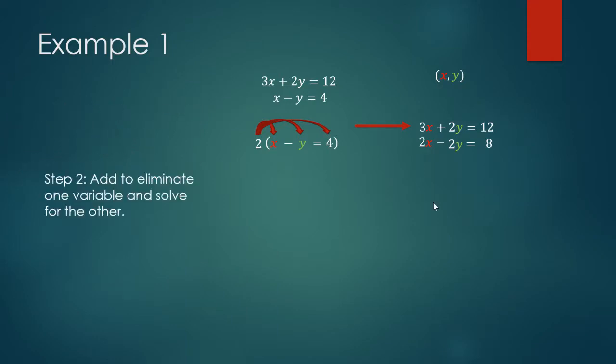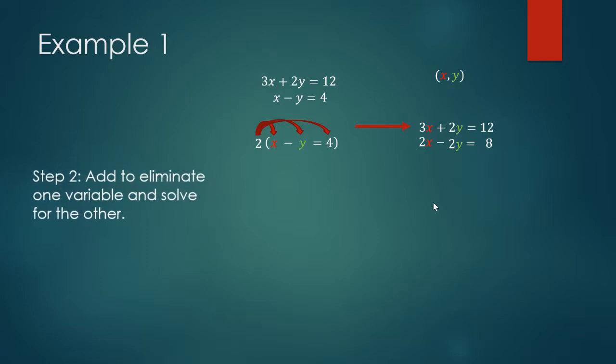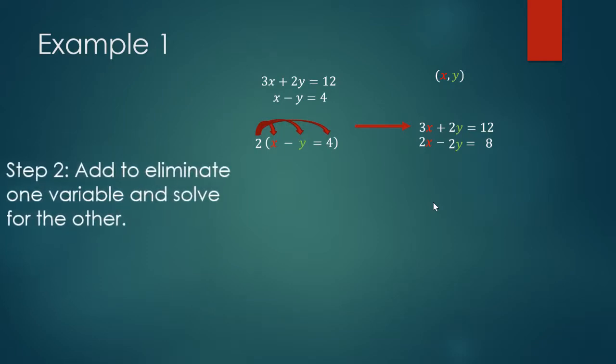Step number 2. Add to eliminate one variable and solve for the other. What I want to do right now is add these two equations and I should eliminate one variable. I'm going to draw my line and put a plus sign in front of it. 3x plus 2x is 5x. Positive 2y minus 2y is 0, equals 12 plus 8 is 20.